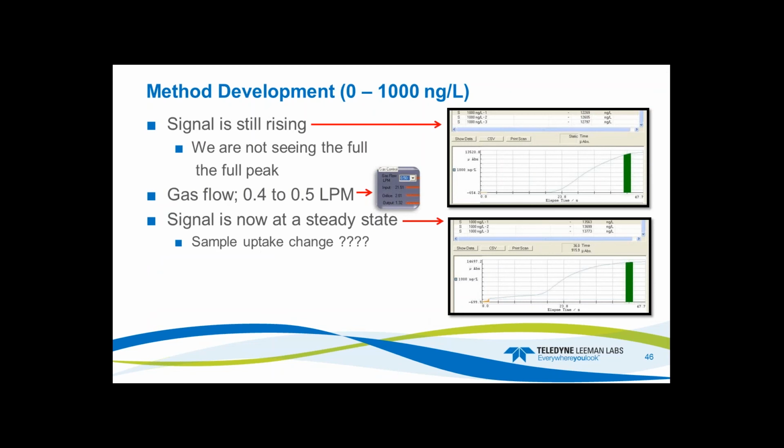So I run the sequence. I have to update the sequence, run my blank, and run my high standard. And I see the trace comes off. It's still rising, so I'm not seeing the full peak.